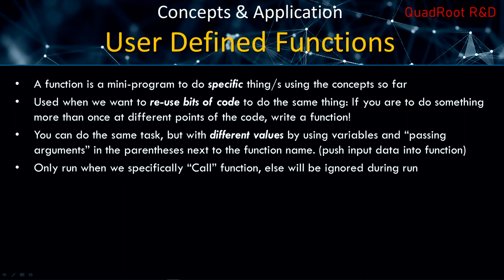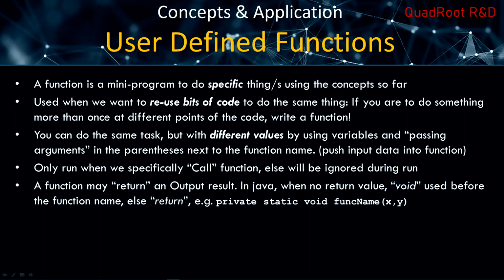A function only runs when we specifically call it, else it will be ignored during the run. So you can have a main program, and you can have a function below that or above that, depending on the programming language. But it will not execute a function if it's not called. So if it sees a function, it skips that. But if in the main program you call the function, then only it will run the function. So you can have functions in your program that never do anything if they're not called.